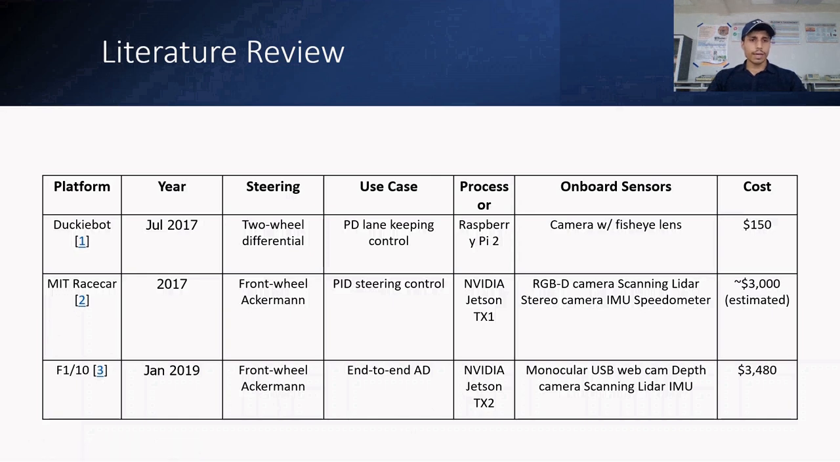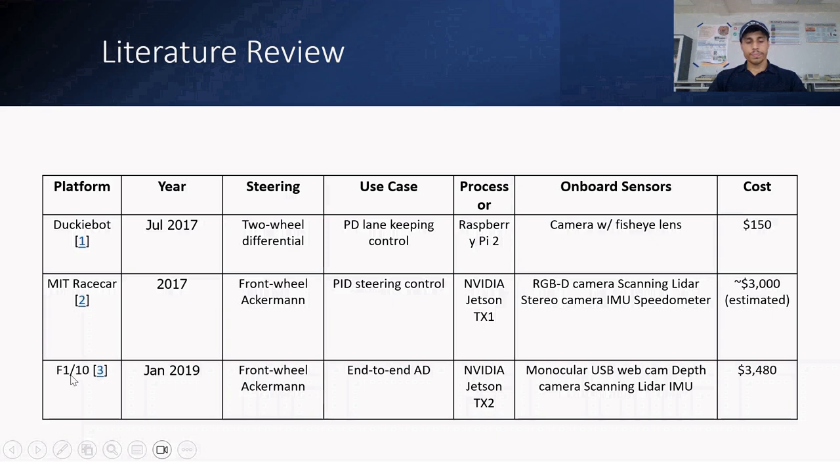Next is the MIT race car. It employs front wheel Ackermann steering, providing better control but still lacking in advanced maneuvers. This platform is used in educational settings to teach students about autonomous navigation and control algorithms. It uses a front wheel Ackermann steering, which makes it suitable for higher speed applications.